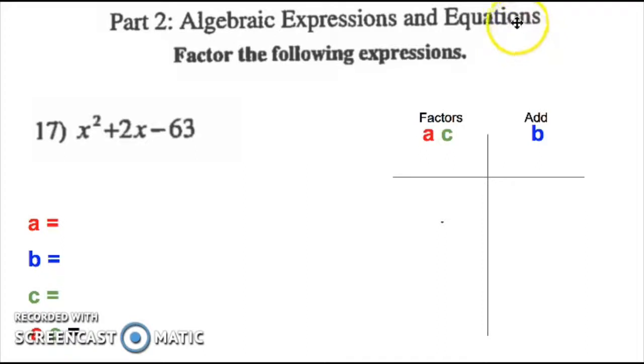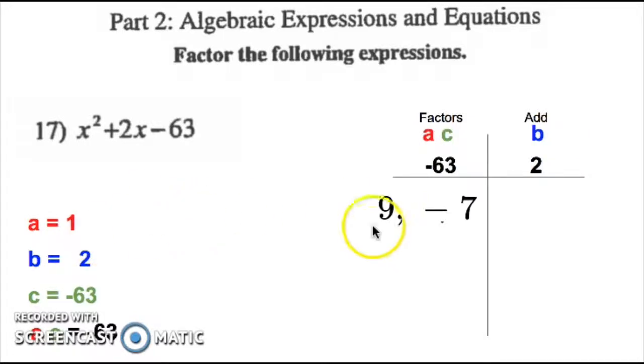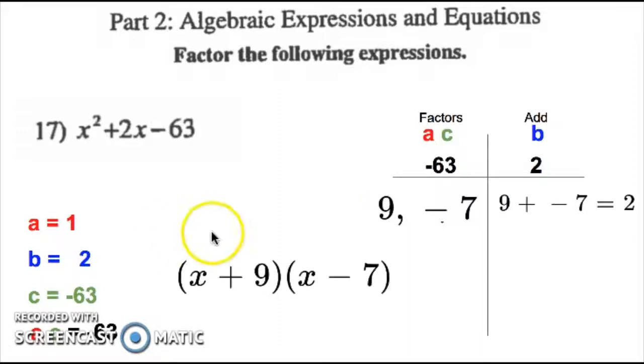17, we are factoring, so we write down A, B, and C and make a factor table. So A is going to be 1, B is going to be 2, and C is going to be negative 63. A and B are the coefficients of x squared and x. AC will be A times C, which is negative 63. So now we want two numbers that multiply to negative 63, but add up to 2. Those two numbers in this case are going to be 9 and negative 7, because a positive and a negative multiply to be negative, but these two add up to be 2. So then we write it as x plus 9 times x minus 7 as my answer for number 17.